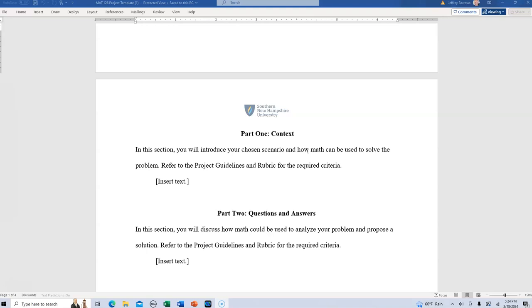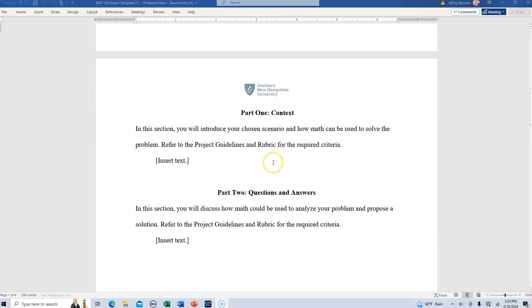So let me say one more time here, 2 things that we absolutely want to see here. Some overview of the scenario and a general discussion of the questions that you are trying to address, and then the tools that we should expect to see through the completion of the project.